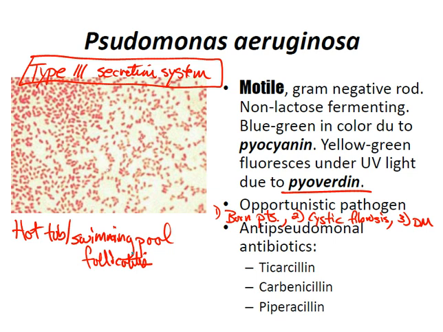All right, thanks, Pseudomonas. Now, anti-pseudomonal antibiotics include ticarcillin, carbenicillin, and piperacillin. The main one that I always remember is piperacillin. It acts by the same mechanism as penicillins, but it uses a beta-lactamase inhibitor, and it has synergistic activity with aminoglycosides. So that's Pseudomonas aeruginosa for you.